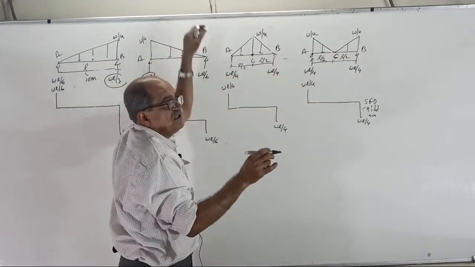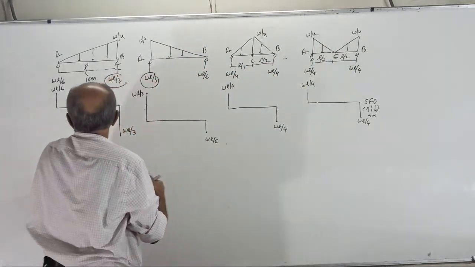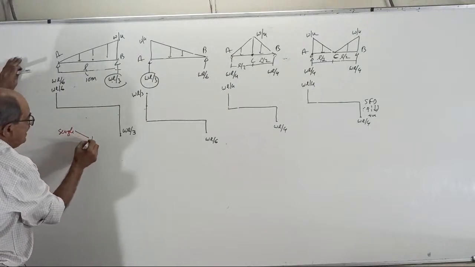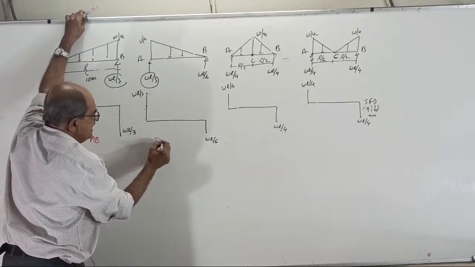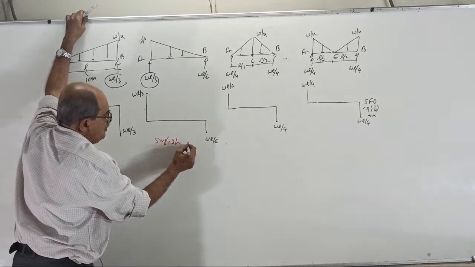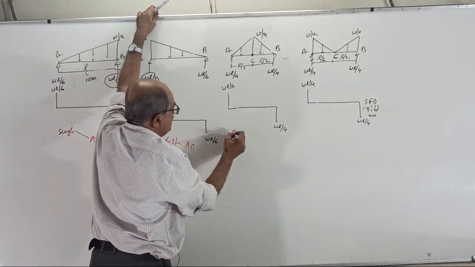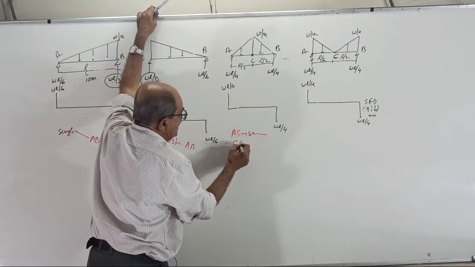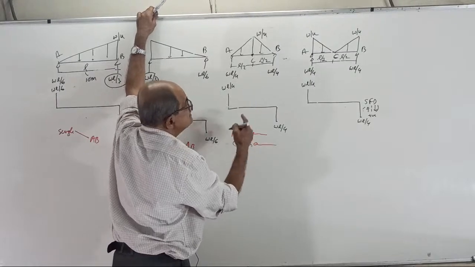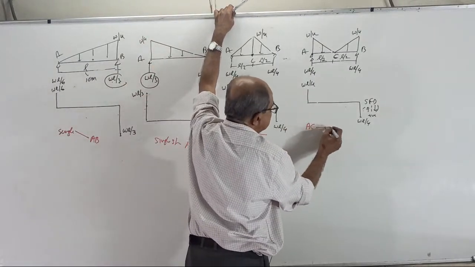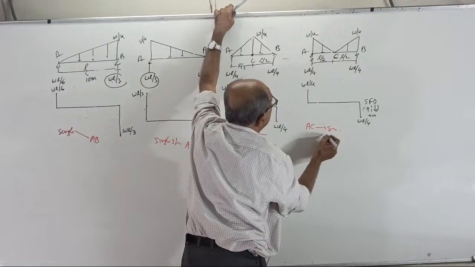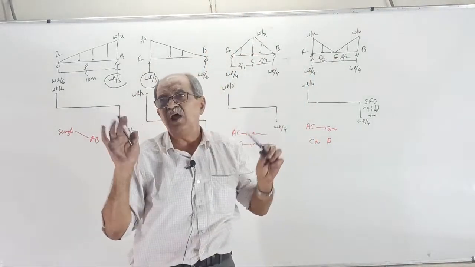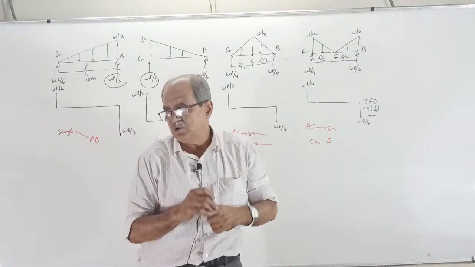Therefore, when you draw the SFD, right here, single stroke, A to B. Here, A to C, single stroke, stop. Then C to B, another stroke. Here, A to C, single stroke, stop. Then C to B, another stroke. Tell me, fully clear or not?